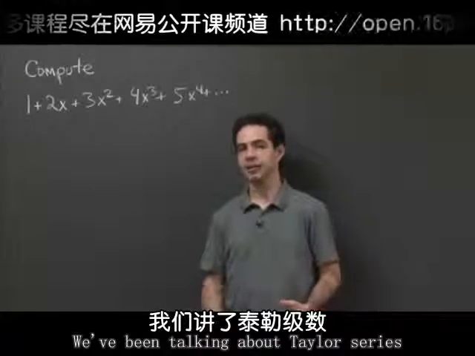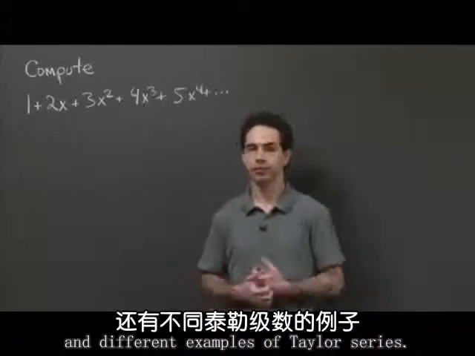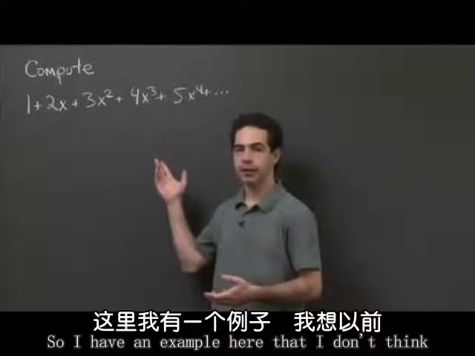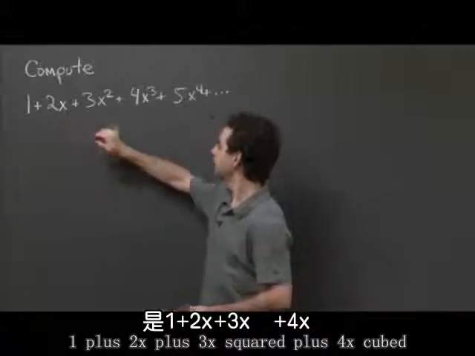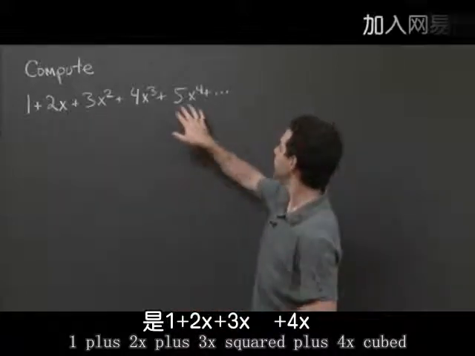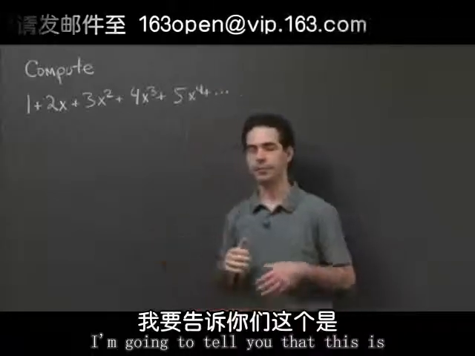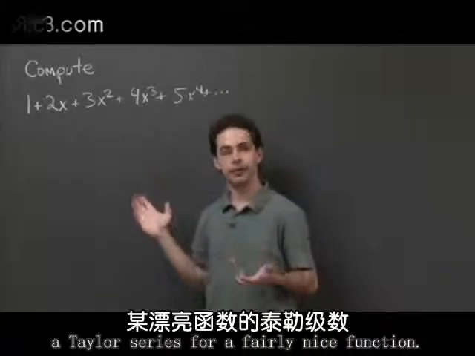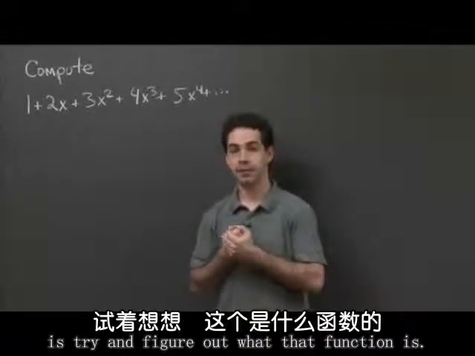We've been talking about Taylor series and different sorts of manipulations you can do with them and different examples of Taylor series. So I have an example here that I don't think you've seen in lecture. This is the Taylor series 1 plus 2x plus 3x squared plus 4x cubed plus 5x to the fourth and so on. I'm going to tell you that this is a Taylor series for a fairly nice function. And what I'd like you to do is try and figure out what that function is.